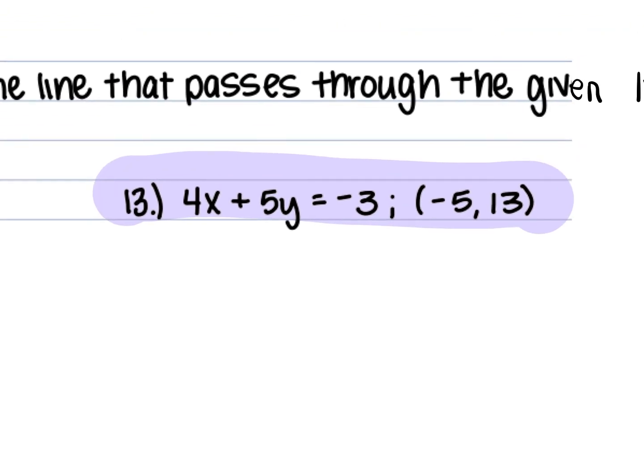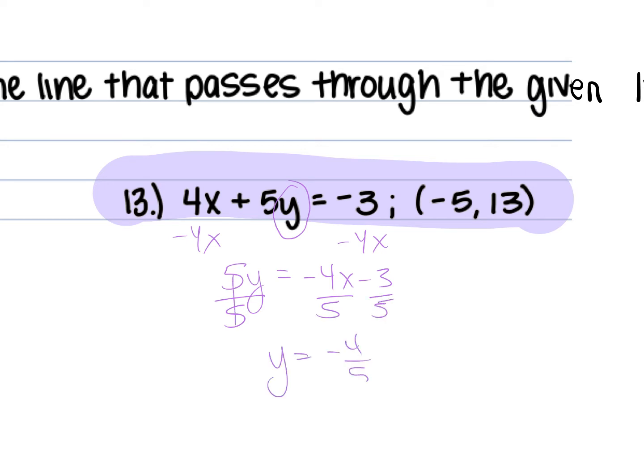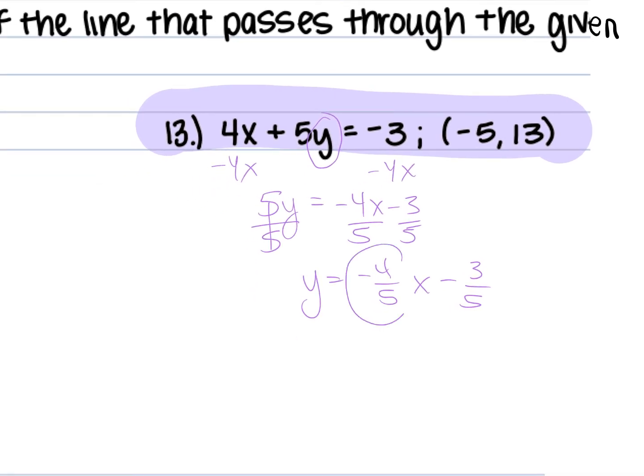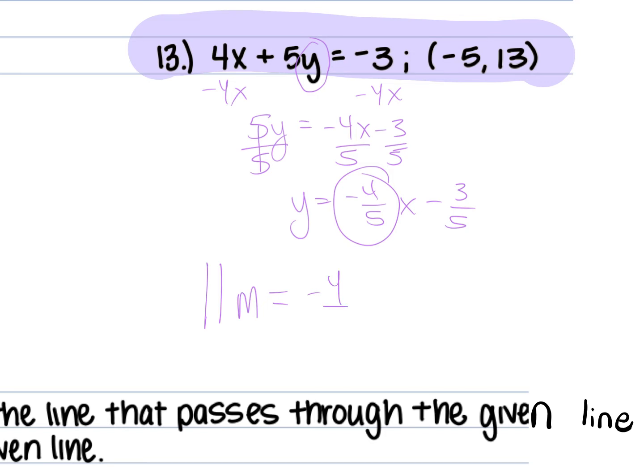But in this case, guys, you're trying to isolate y. So I'm going to subtract 4x from both sides. I have 5y equals negative 4x minus 3. And then I divide everything by 5. And I get y equals negative 4/5 x minus 3/5. Does that negative 3/5 mean anything to me? No. The only thing that matters is this slope. So if I'm going to write a line that is parallel to this line, what is the slope that I'm going to use? Negative 4/5.